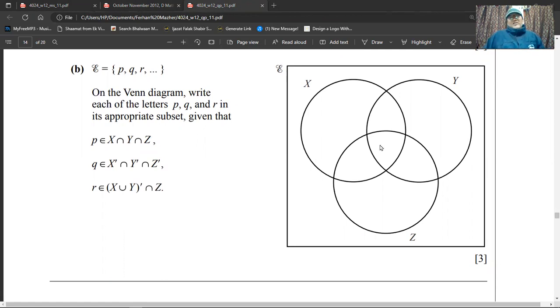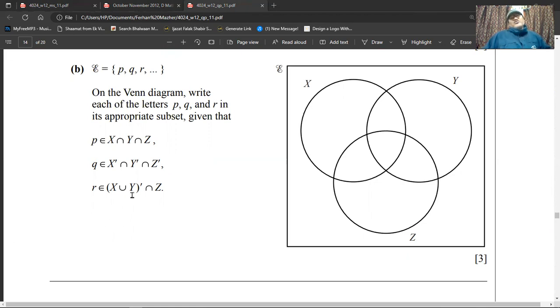So this is common to all of them, so P will come here. Q belongs to X complement intersection Y complement intersection Z complement. So Q is somewhere out of all of them. Complement means you remain out of that circle. So that means out of X, out of Y, out of Z. So that will be written here somewhere, out of them, so Q.